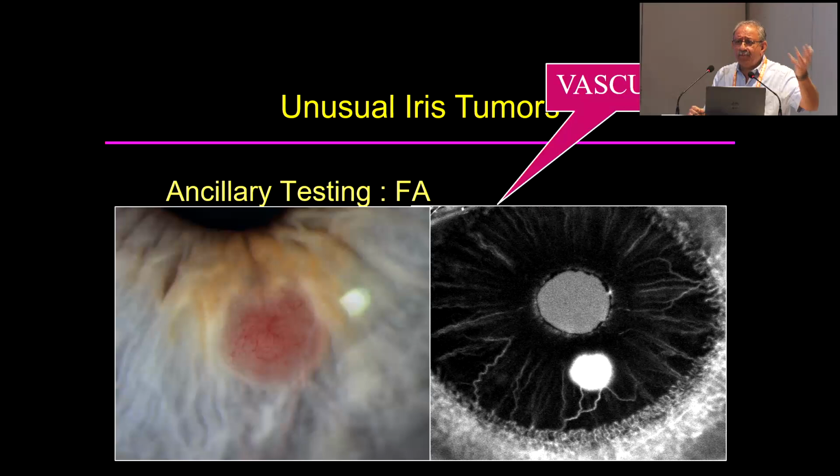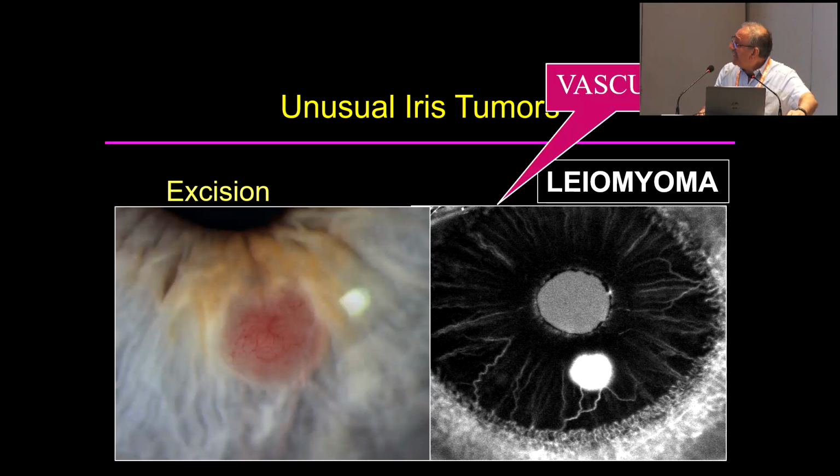Anybody have a guess as to what this may be? I didn't know what it was. I said, it could be melanoma. Always think melanoma. Anyway, it was excised. It was a leiomyoma. So why vascular? Well, it's arising from the smooth muscles of the iris vessels.